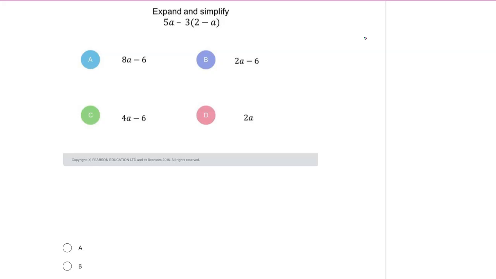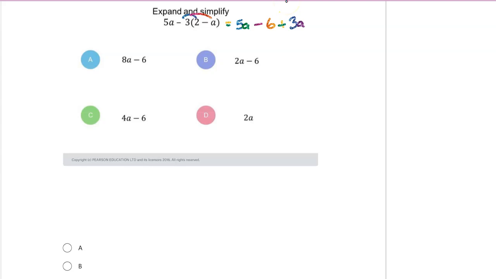Another expand and simplify here. Remember, from our order of operations, we must multiply before we add or subtract. So my 5a, I'm just going to leave it at the start there. Nothing happens with the 5a. But I've got to take a negative 3. That negative belongs to the 3. So I'm going to go negative 3 by 2. So a negative times a positive is a negative, and 3 times 2 is 6. Then I've got negative 3 times negative a. A negative times a negative is a positive, and 3 times a is 3a.